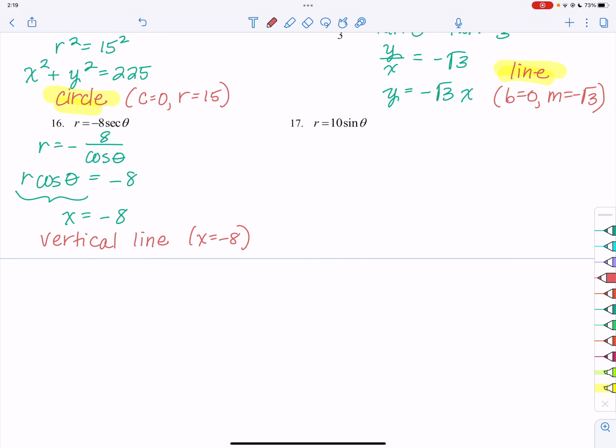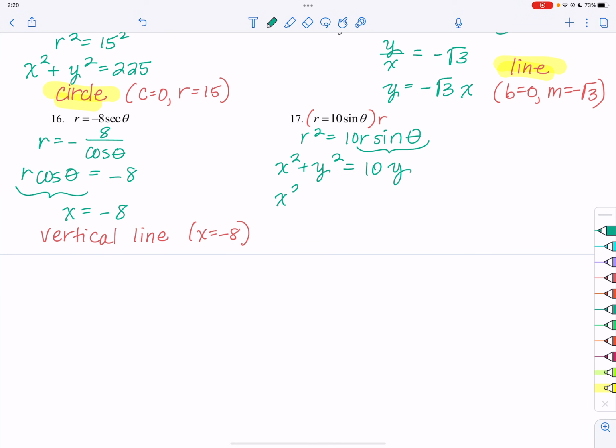Okay, r equals 10 sine of theta. So let's go ahead and multiply both sides by r. So we would have r² equals 10r sine of theta. And so we know that r² is x² + y². And r sine of theta is y, so it equals 10y.